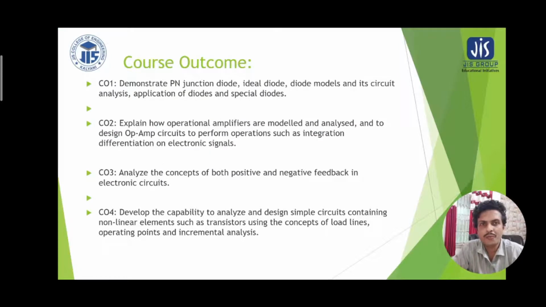This course has 4 outcomes. We expect that at the end of the course the student will be able to demonstrate PN junction diode, ideal diode, diode models and its circuit analysis, application of diode and special diodes. The student will also be explained how operational amplifiers are modeled and analyzed, and to design operational amplifier circuits to perform operations such as integration and differentiation on electronic signals.